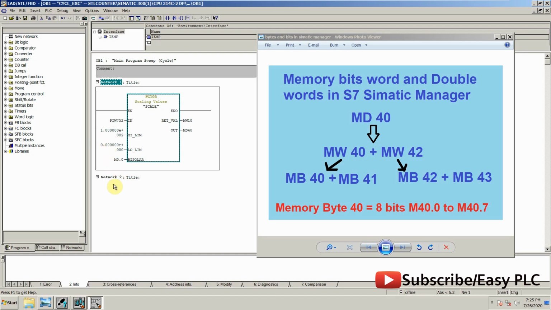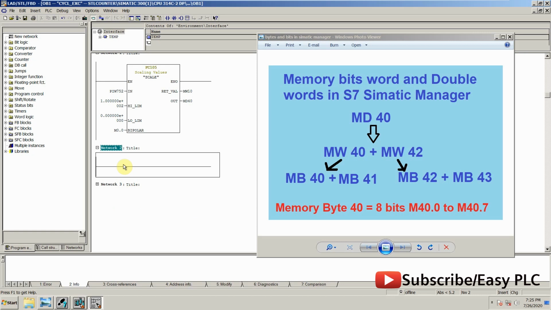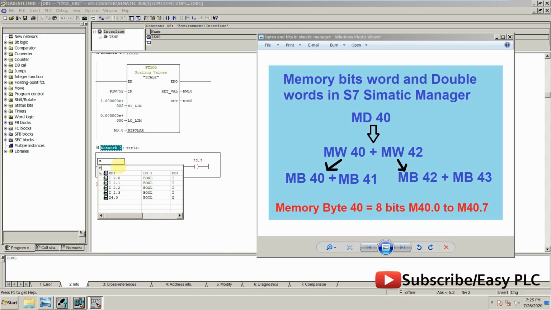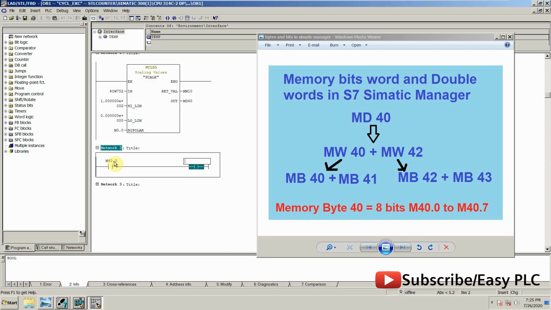For more explanation, we can create a new network here, and suppose I am taking memory bit M40.0 and it is turning on an output bit like Q0.0. As you know, the memory bit 40.0 is a part of memory word 40, because memory word 40 consists of MB40, which is byte 40, and byte 41. So this bit is the first bit of MB40, memory byte 40.